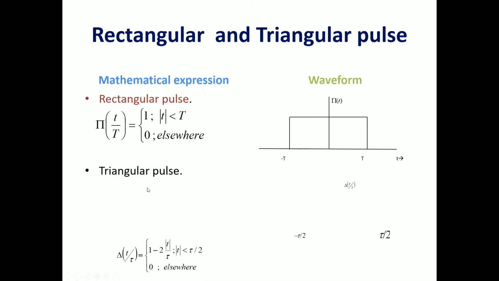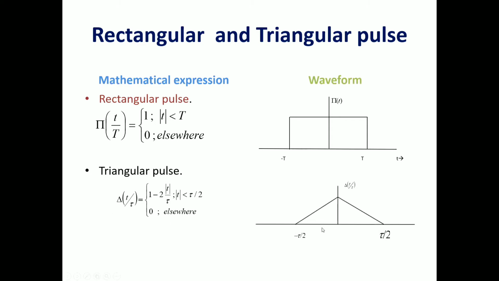Coming to the triangular signal, the mathematical expression is delta t by tau equal to 1 minus 2 into mod t by tau for mod t less than or equal to tau by 2, and equal to 0 elsewhere. This is the mathematical expression for the triangular signal, and this is the simple waveform representation of a triangular pulse. Because it is in the form of a triangle, the shape is triangular, so I can call this a triangular waveform.